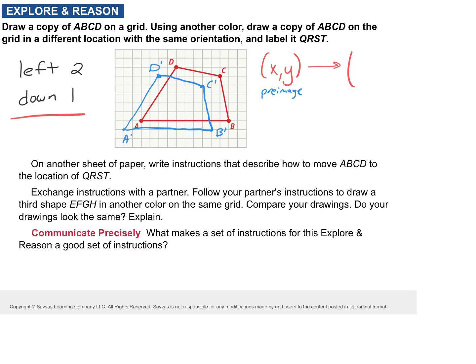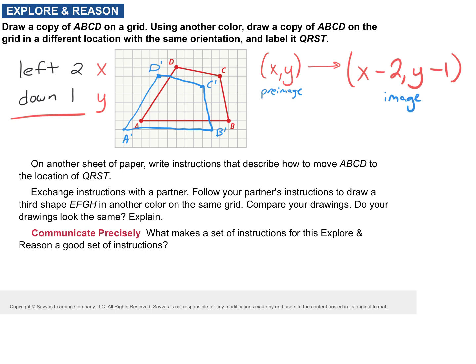So, we said the x is moving left 2. How can I write that mathematically? Give you a hint. It's minus 2 or plus 2? It is minus. Since think of a number line, we're going left 2, we're going towards the negatives. So x minus 2, and then down 1, y minus 1. Left and right is always going to be your x value. Up and down is always going to be your y value. And then this new part that we got, that is your image.